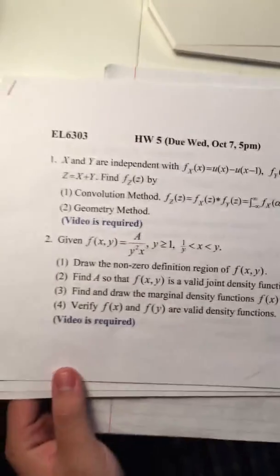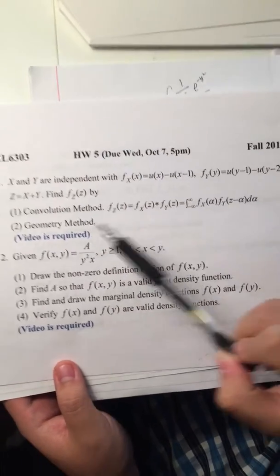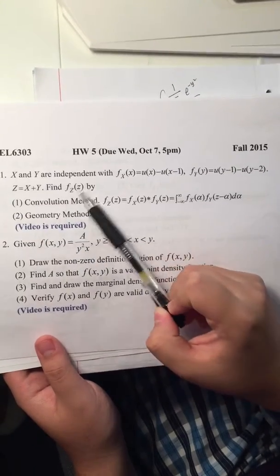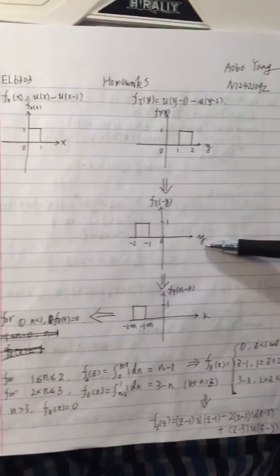So let's see the first question. For the first question, we can say fx is equal to this one, and fy is equal to this one, and we need to find fz, where z is equal to x plus y. First we use the convolution method.